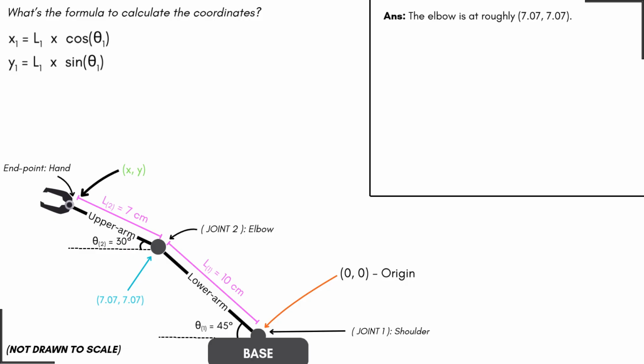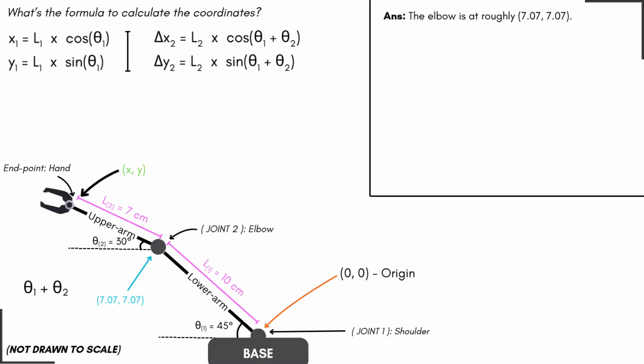To find the final horizontal and vertical components of L2, we need the angle of L2 relative to the ground, the x-axis. This angle is simply the sum of both joint rotations, which is theta 1 plus theta 2. We can calculate how much additional x and y distance L2 covers, starting from the elbow position. Change in x2 equals L2 times cosine (theta 1 plus theta 2). Change in y2 equals L2 times sine (theta 1 plus theta 2).